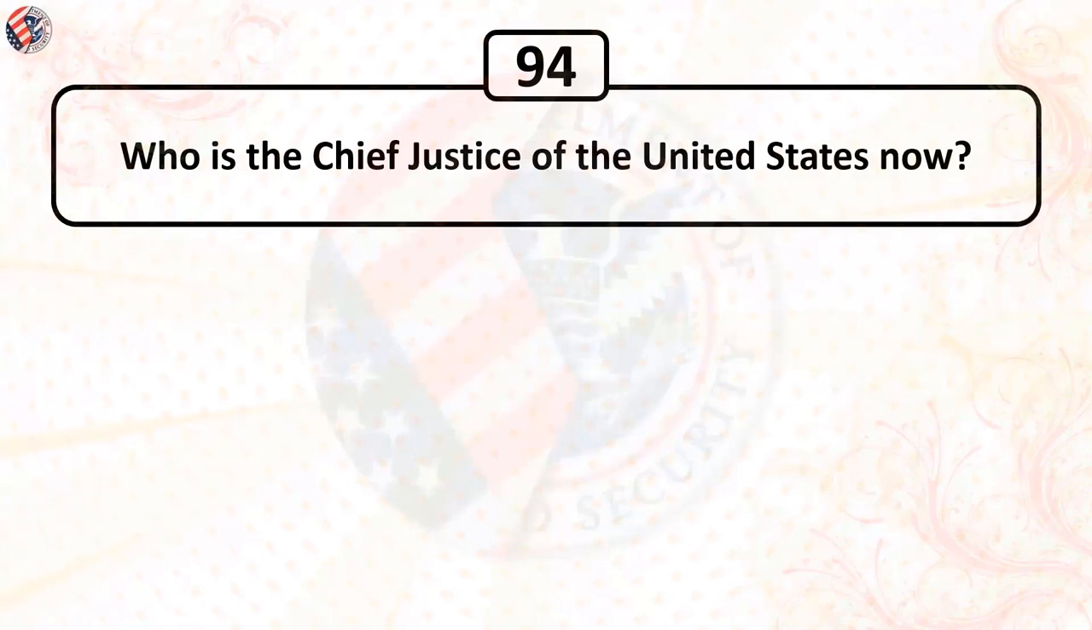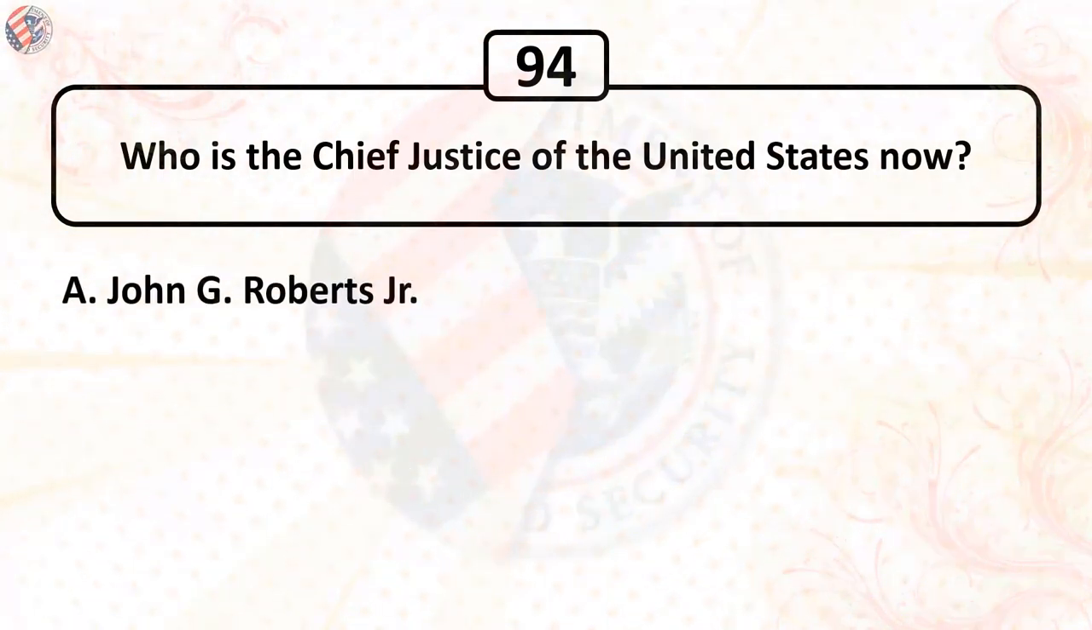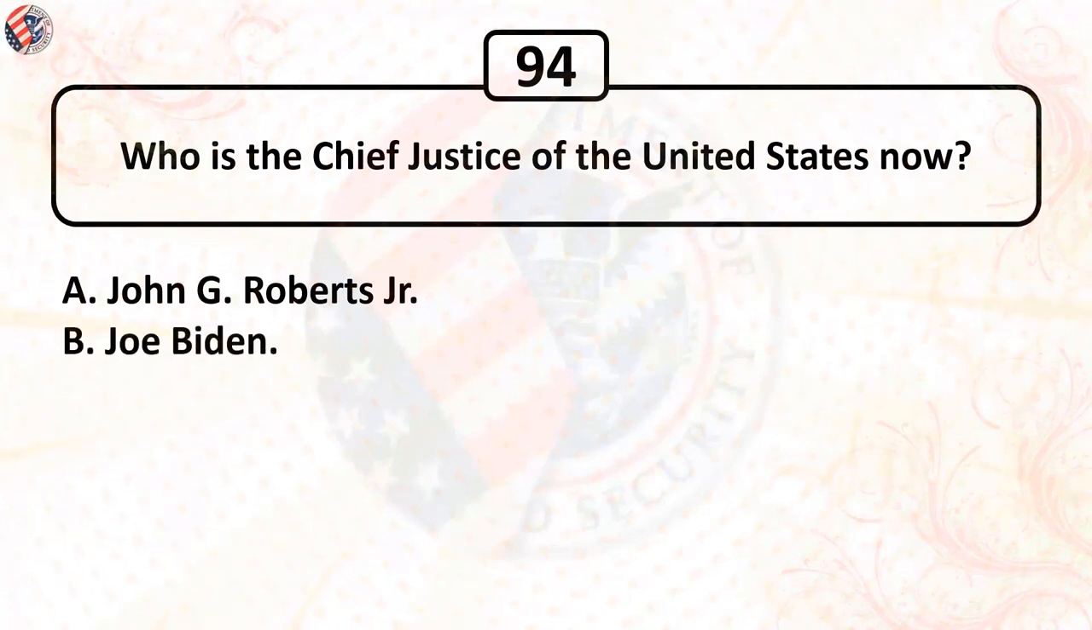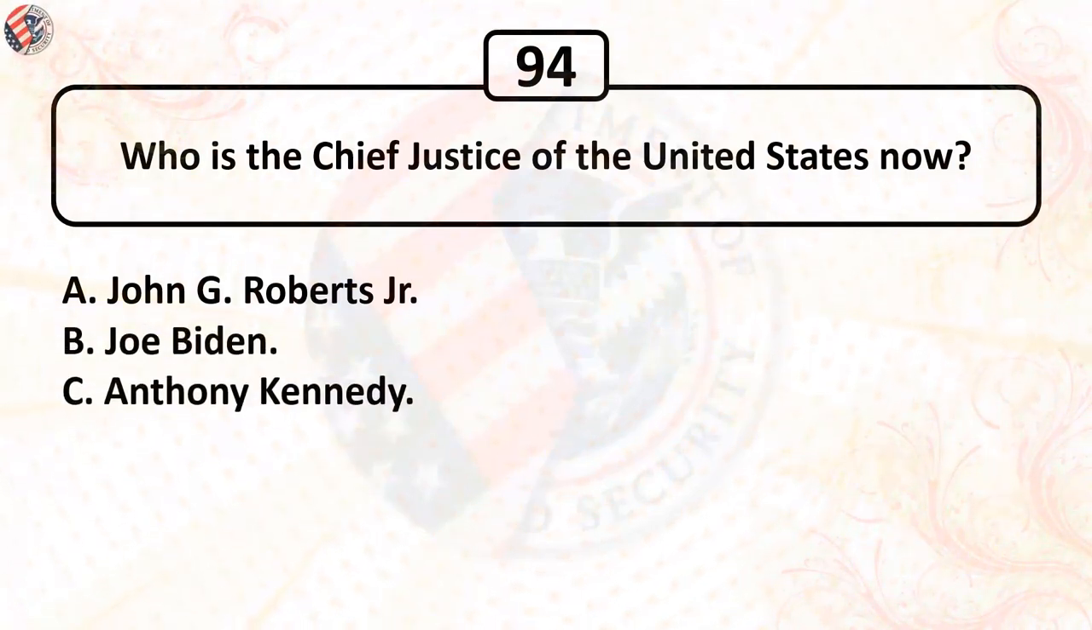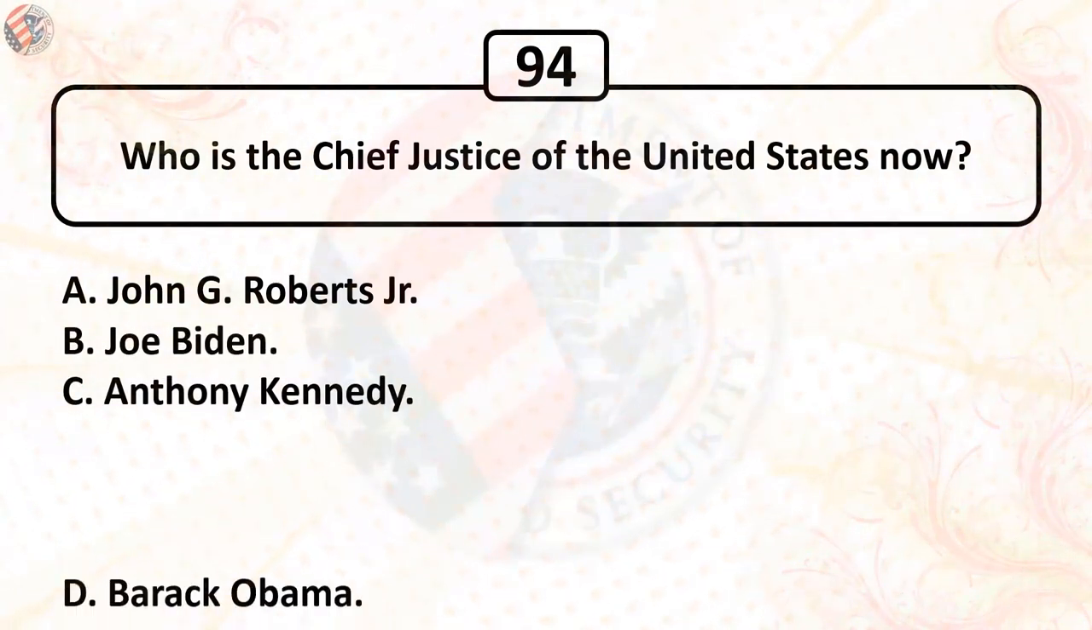Who is the Chief Justice of the United States now? A. John G. Roberts Jr. B. Joe Biden. C. Anthony Kennedy. D. Barack Obama.